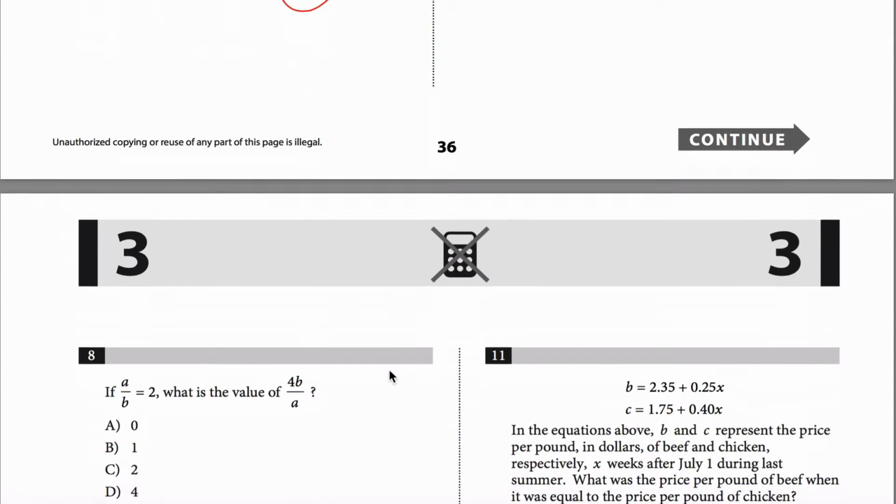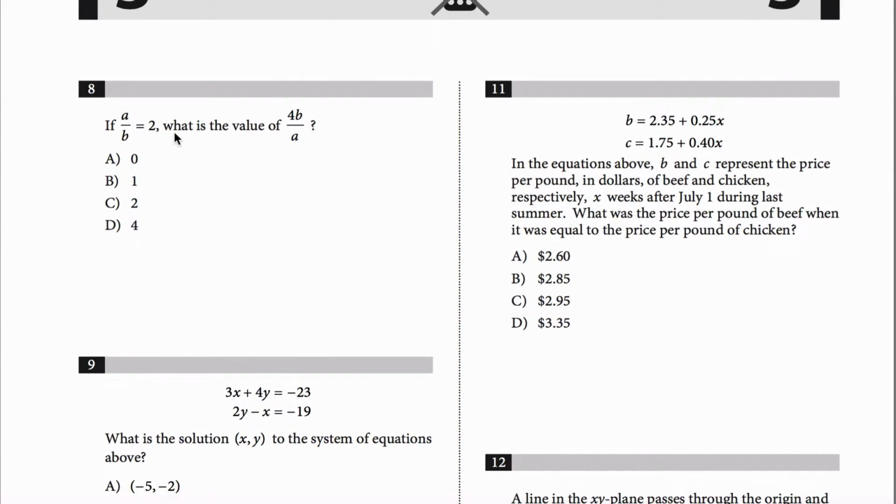All right, number 8. We are told that A over B equals 2 and asked what is the value of 4B over A. There's a lot of different ways you can do this problem. I think the easiest way is substitution. The way you recognize that maybe you'd be doing a substitution problem is you'd recognize that you have two different variables floating around. I have an A and a B over here and an A and a B over here.